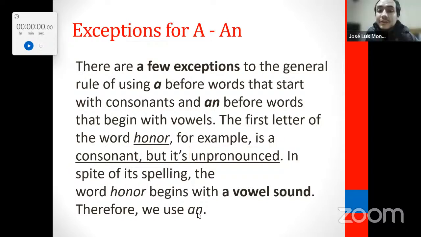Oh, good. A similar word, with the same meaning, is despite. Only despite. It's in the chat. If you say in spite of, or if you say despite, the meaning is exactly the same. So here you can say, despite its spelling, comma, the word honor begins with a vowel sound. Therefore, we use an. Okay, the same meaning. But you don't say despite of. That's incorrect. You only say in spite of or despite, one of those two. So let's keep going.